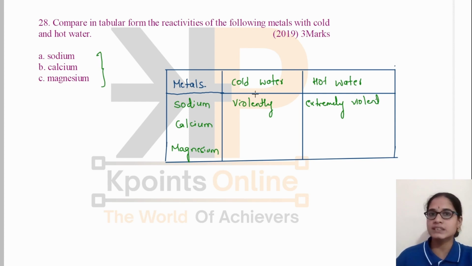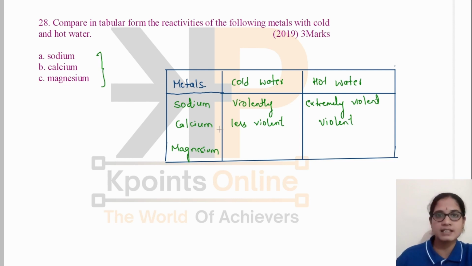Calcium also reacts with cold water to form calcium hydroxide, and here also there is a liberation of heat, but it is less violent when compared to sodium and potassium. Yes, it is less violent. And when it reacts with hot water, it is violent in nature. Large amount of heat is liberated. What about magnesium? Magnesium will not react with cold water. It will not react with cold water. It will react with hot water to form magnesium hydroxide. It is not violent. We can also write the equations for them.